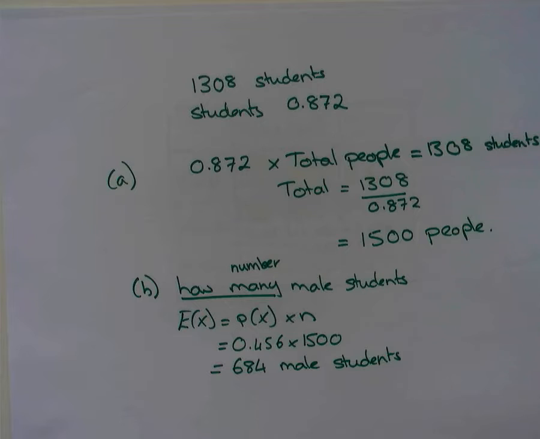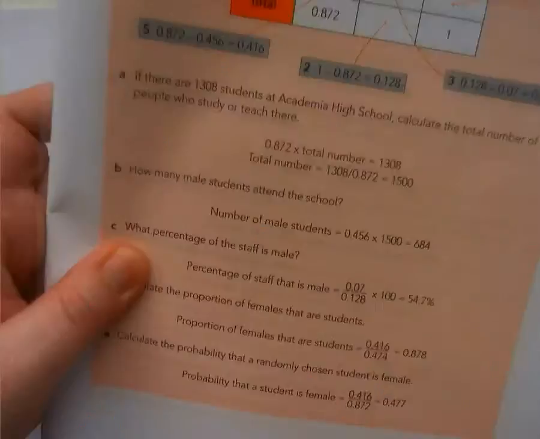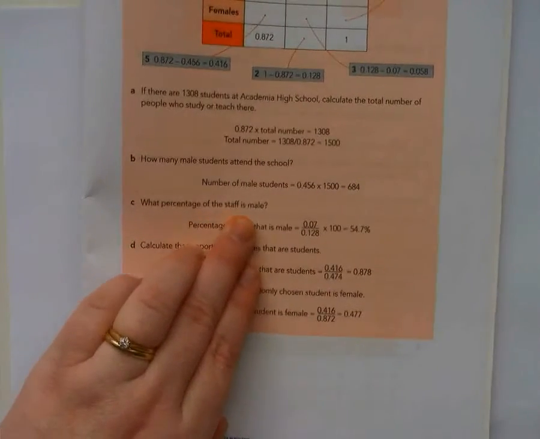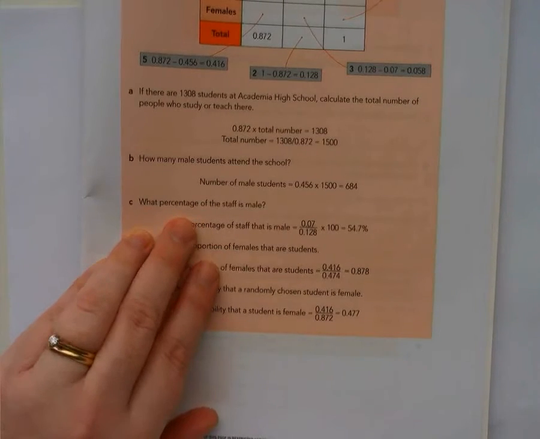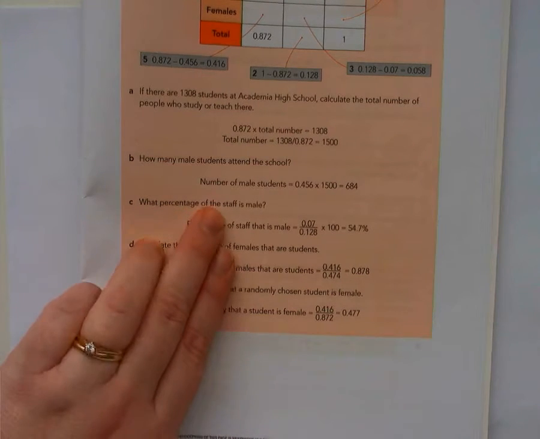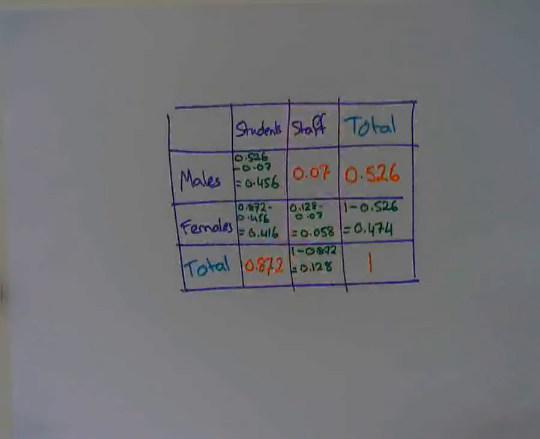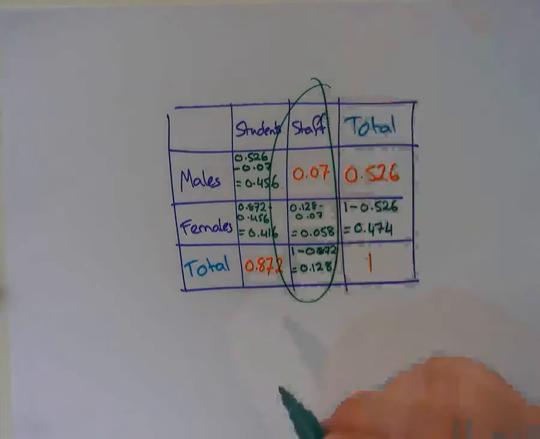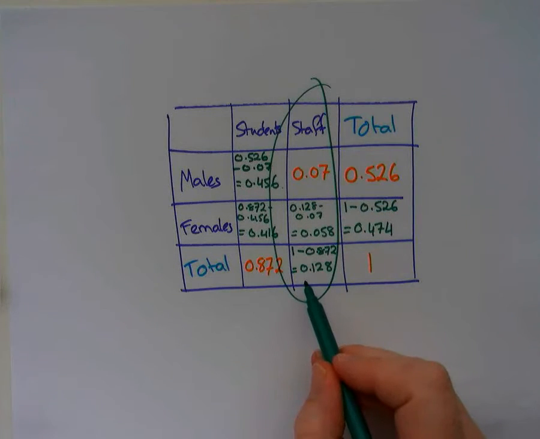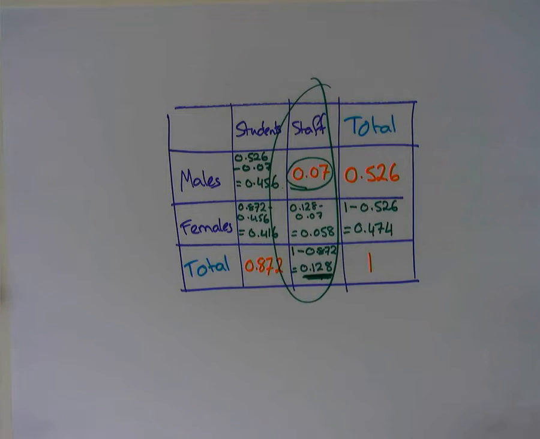Okay, question C now. Question C is looking for what percentage of the staff is male. So this is a conditional probability, because it's not saying what percentage of all students, it's saying what percentage of the staff. So we're only interested in looking at the staff members. From the staff, what's the percentage that are male? We know we've got 12.8% of staff members in total, and from that 12.8%, 0.07 are male.